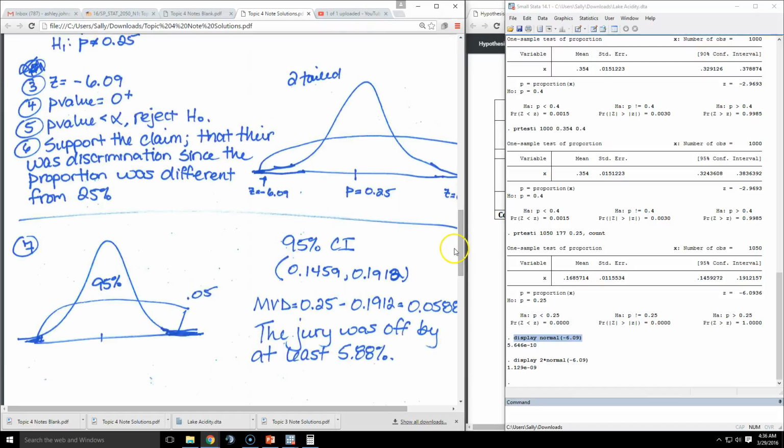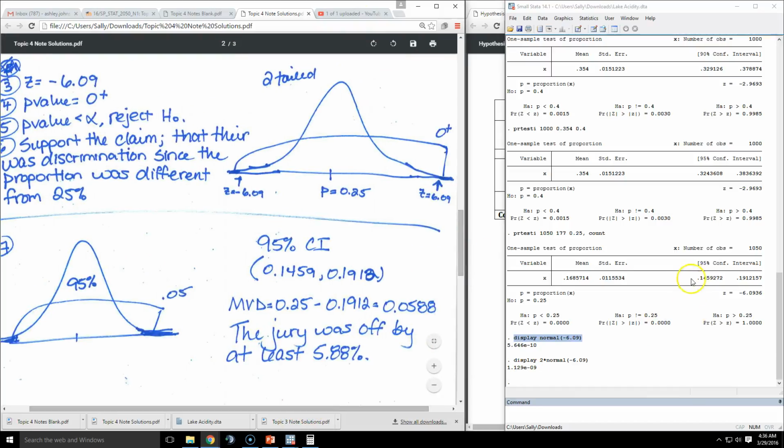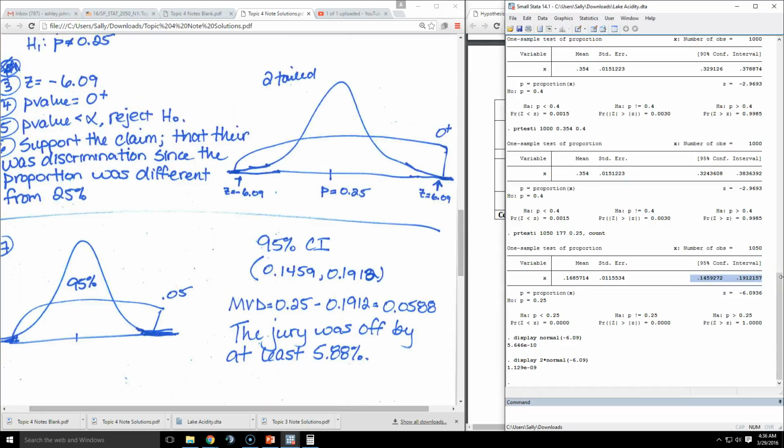But the difference that it's off by, so our confidence interval is 0.1459 to 0.1912. So the minimum that they're off is 5.88%. And I mean, if you're thinking about out of 100%, I think that's a pretty big deal. It's not always going to be a perfect representation. However, deciding that it's statistically different, and statistically different by this much, definitely is in favor of discrimination occurring in this case.